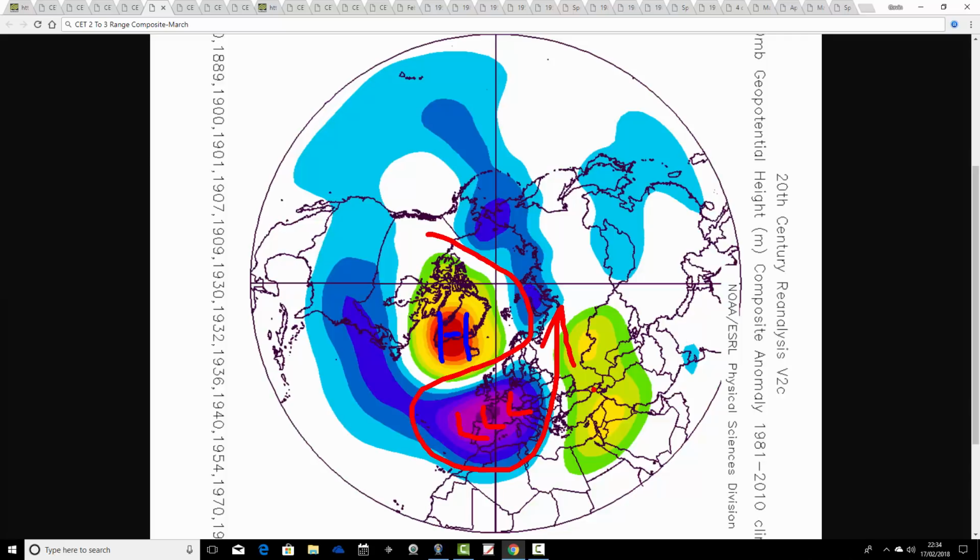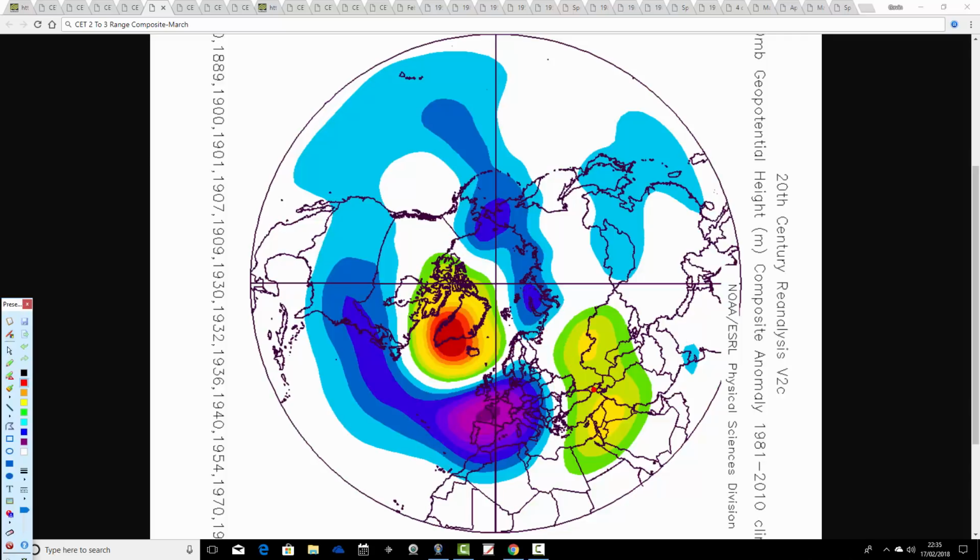I would suspect, well, there will be deviation within the analogues package, I'm sure, and there will be a few Marches which do show a milder pattern. But I reckon, to get such a strong signal, a lot of these Marches would be really cold months indeed.